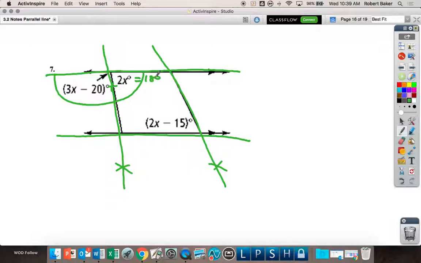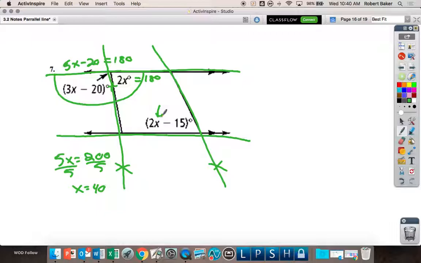So if I add those together, 3x's plus 2x's is how many x's total? 5x's minus 20. X equals 4. We'll add 20 to both sides, and then we'll divide both sides by 5. So the only way to get over here is to plug that 40 in. 80 minus 15 is 65.